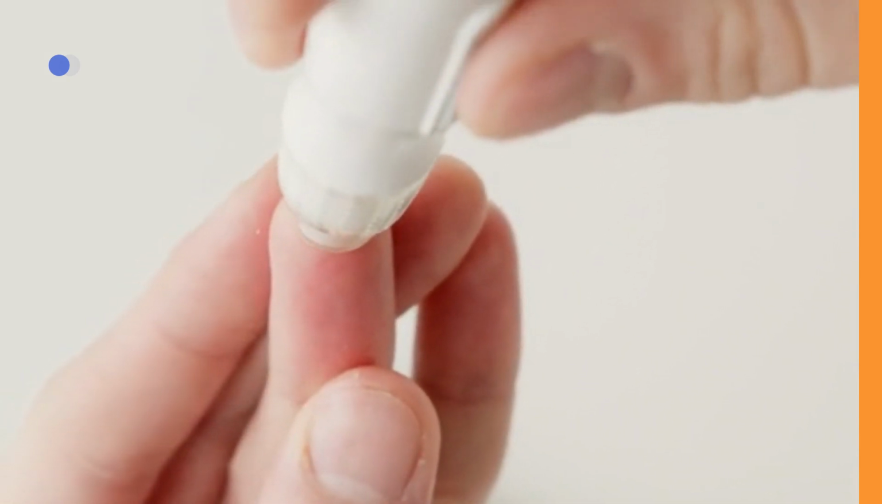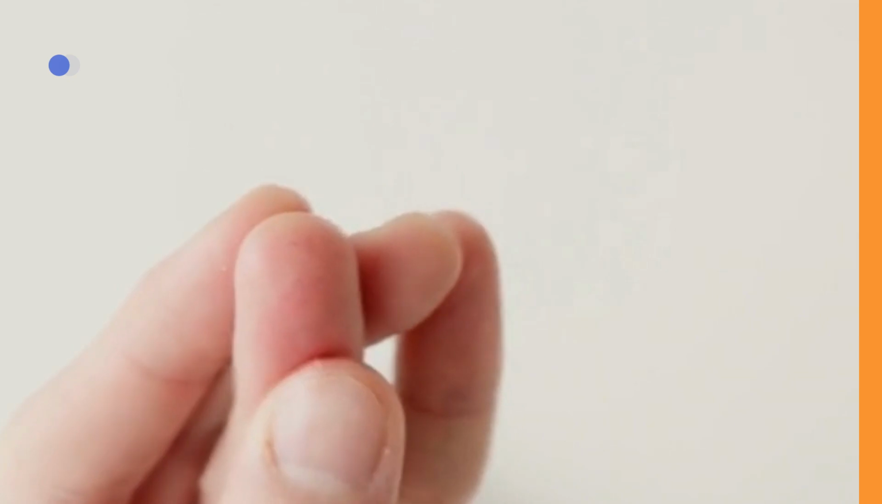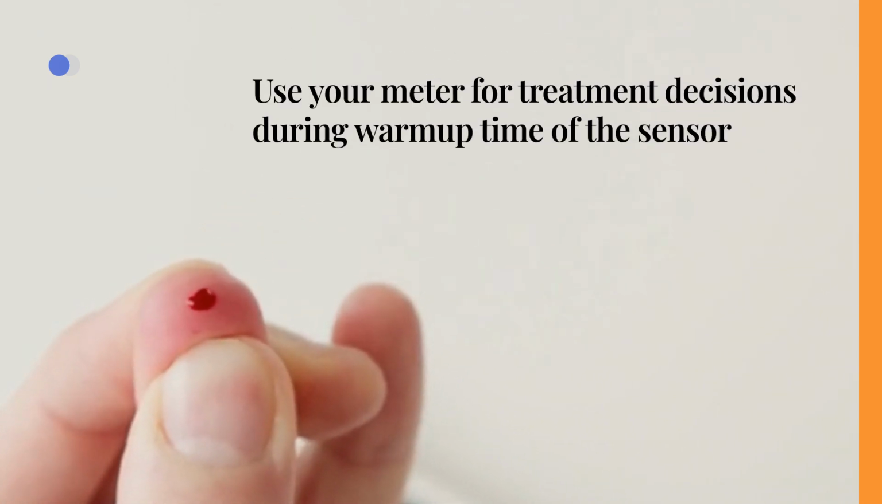When you start with a new sensor, you will not receive any G6 readings or alarms or alerts until the 2-hour warm-up period has finished. During this time, use your finger prick meter to make treatment decisions.